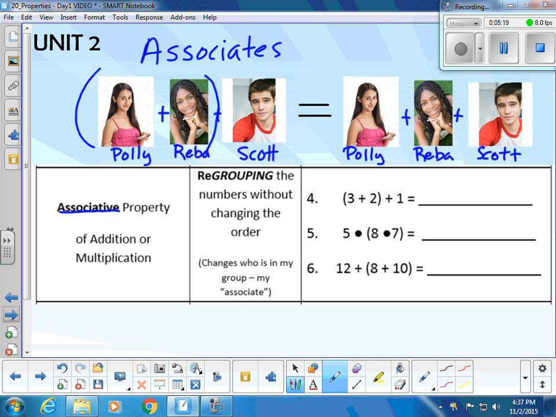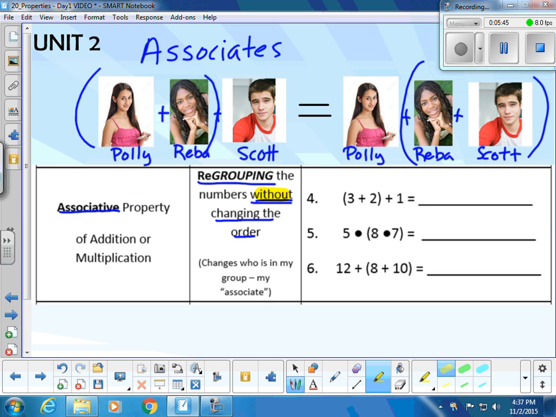However, the next class, they have another project that they're working on, and this time Reba and Scott decide they're going to work together. So with the associative property, all I'm changing is who is working together in the groups, your associatives. It's regrouping the numbers, but without changing the order. You need to know that. It's without changing the order.